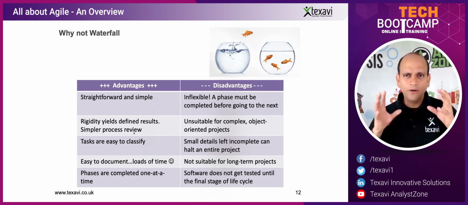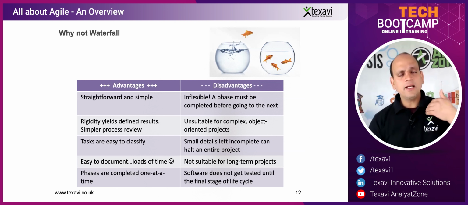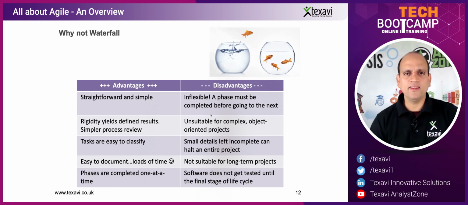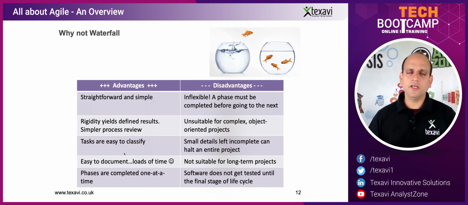Because it's all rigid, it's all set, everybody knows what the other person is doing. But the problem is that it is taking too much time. And if there are some sudden changes in the process, they cannot accommodate that. That's a big minus point with Waterfall. And tasks are easy to classify, definitely. That's where the decomposition really helps, with the functional decomposition.